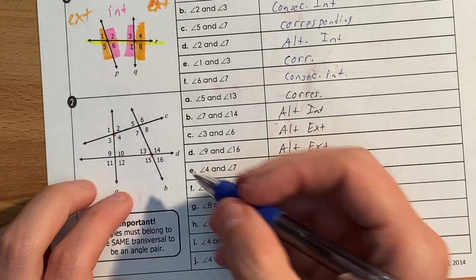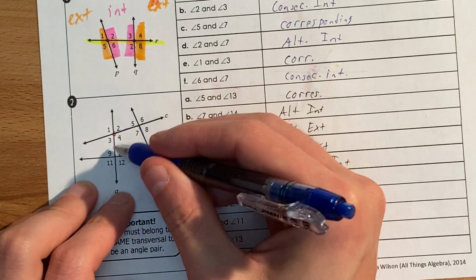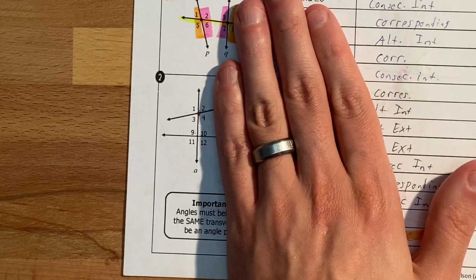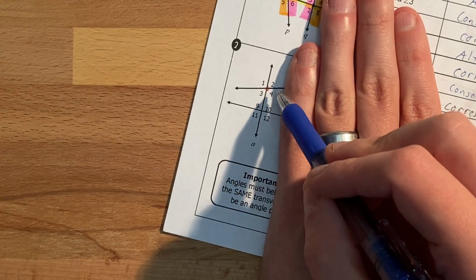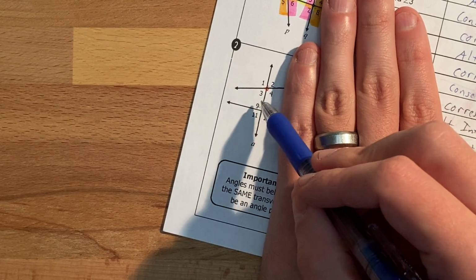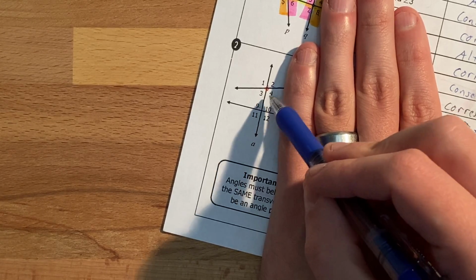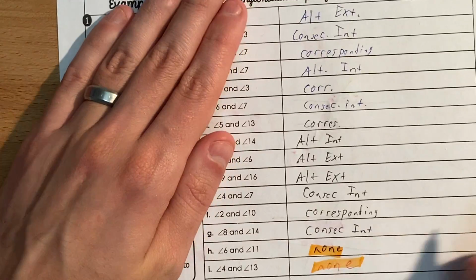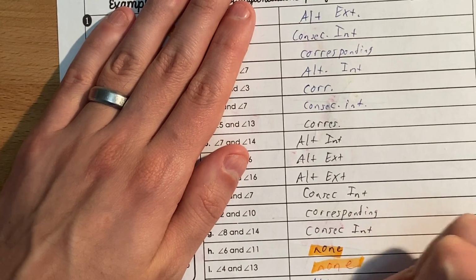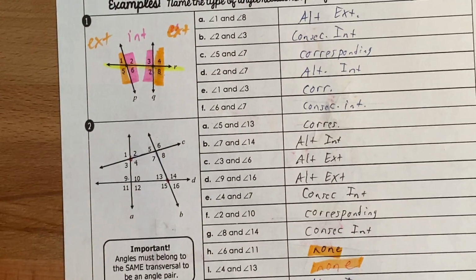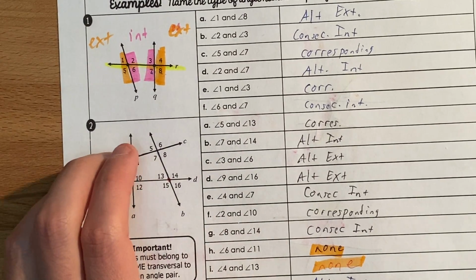And then 4 and 9. Okay, there we go. 4 and 9 are both interior, and they're on all opposite sides, so alternate interior. And there we go. That should be it.